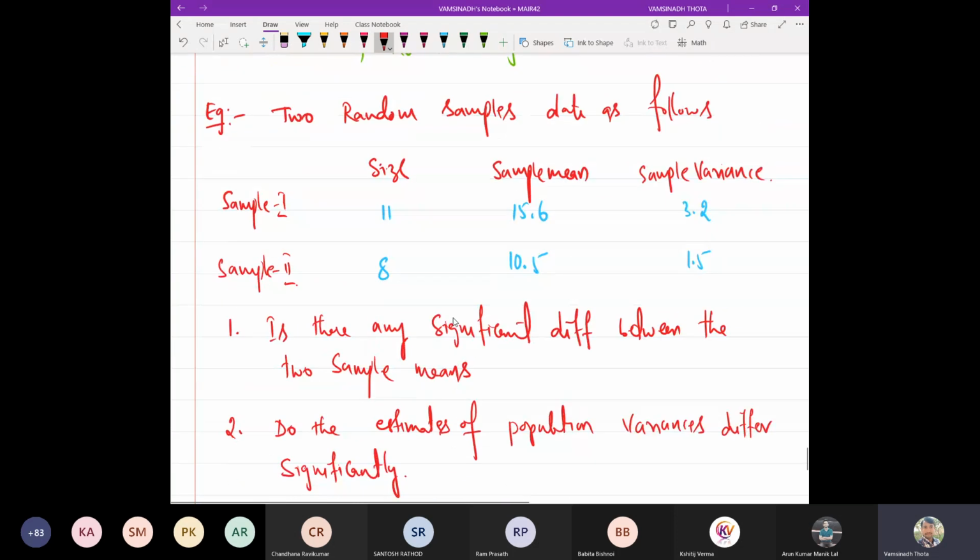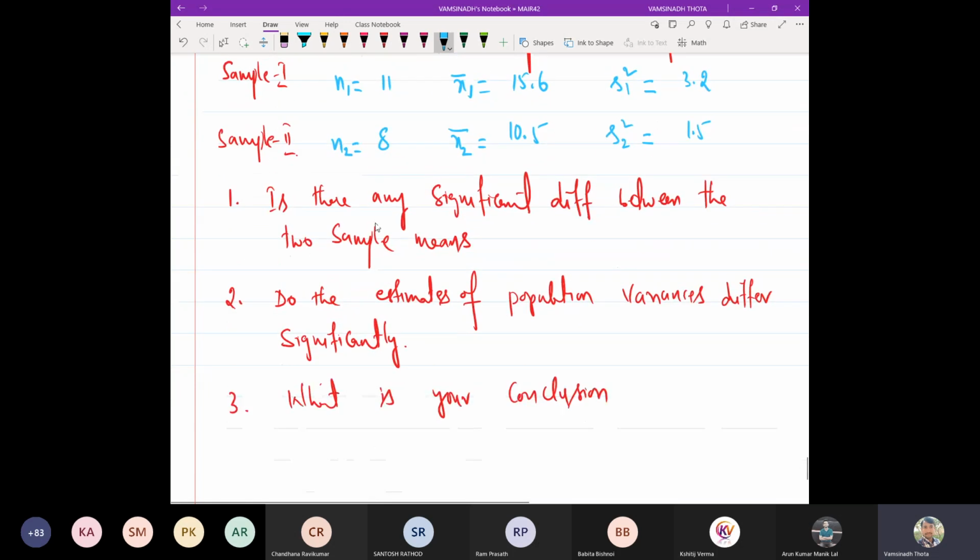Before that, closely look at the data that is given to us. The very first thing is sample 1 size, so let me represent it with n1, the first sample mean x1 bar, the second sample mean x2 bar, the first sample variance s1 square, and the second sample variance s2 square. Now, the first question is, is there any significant difference between the two sample means? Both samples are small samples, and the question is whether there is any significant difference between the sample means.